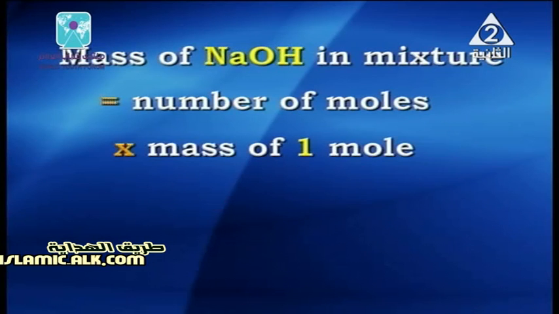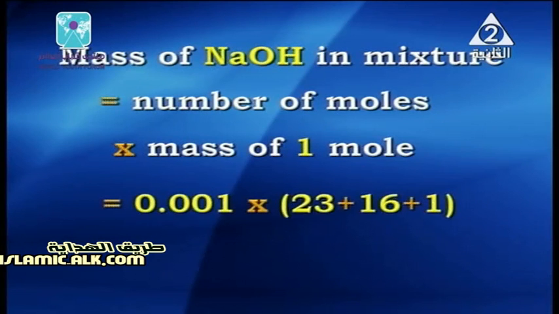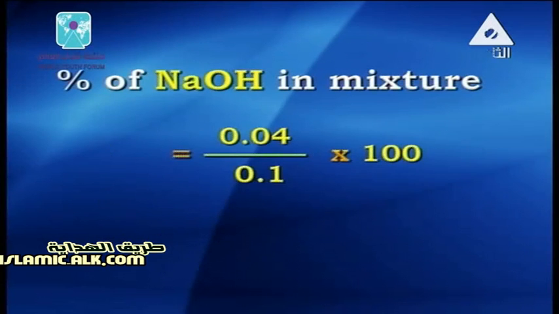So the mass of sodium hydroxide in the mixture equals number of moles times the molar mass. So 0.001 times (23 plus 16 plus 1) equals 0.04 gram. So the percentage of sodium hydroxide in the mixture is 0.04 over 0.1 times 100, which equals 40%.